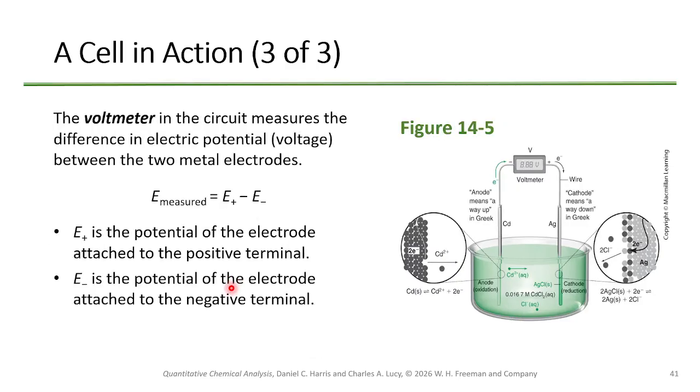So a voltmeter in the circuit can measure your difference in electrical potential, the voltage difference. That's why it's called a voltmeter, right? Volt, meter meaning measure. So this is going to happen between the 2 metal electrodes. What's actually being measured is going to be the difference between the voltage on your positive side and your voltage on your negative side. So E plus is going to be the potential of your electrode attached to your positive terminal. E minus is going to be the potential of the electrode attached to the negative terminal.